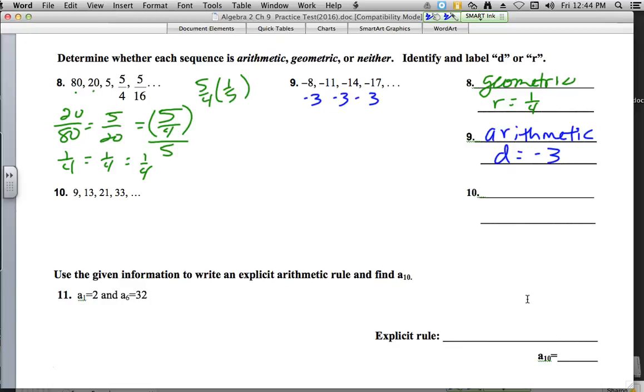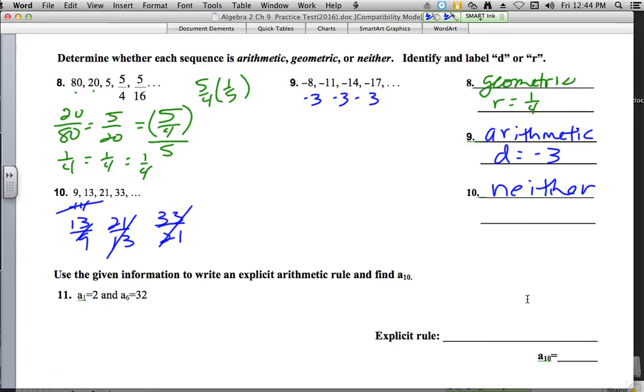Number 10, the numbers are going up, so I'm thinking about addition. 9 to 13 is adding 4. 13 to 21, that's not adding 4, so that's not going to work. Then I think, well, maybe this is some goofy R value here. Maybe all of these would reduce to the same thing. No, they would not. So this is neither.